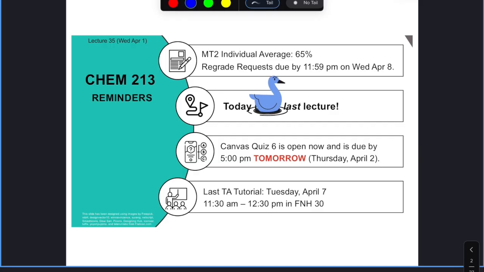Couple quick announcements. So first off, midterm average: all the individual ones are done. I'm going to be releasing those a little bit later today. Midterm average is 65%. The group midterm, much higher. And if you've done the group one, that will adjust. It'll get all those posted up on Canvas, both your individual and your group mark, later today.